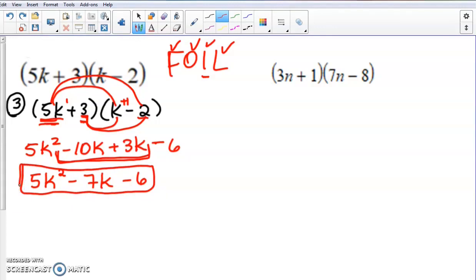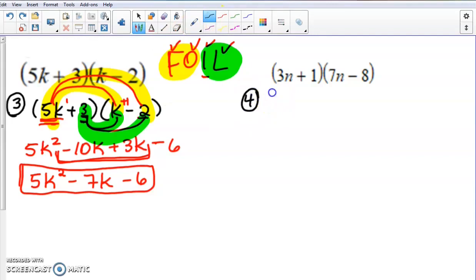That's our final answer. So if you notice, this first part of our FOIL just distributes our first term to the second parenthesis. And this second part, I and L, is distributing our second term to our parenthesis. So FOIL is just a way to help us to remember how to distribute. Whatever helps you the most, stick with it.